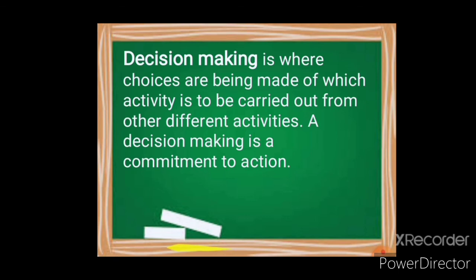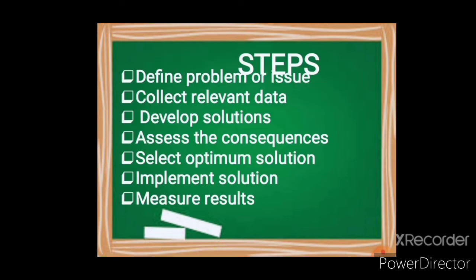Okay? So what are the different steps? Number 1, define a problem or issue. Of course, why do we need to plan? It's because we've identified a problem or issue in an organization which we want to address later on. Okay? Number 2, collect relevant data.